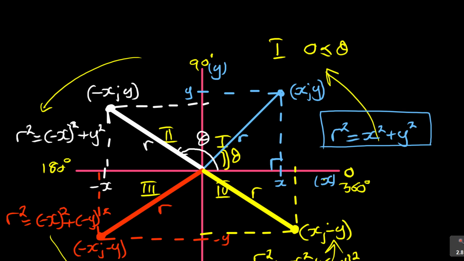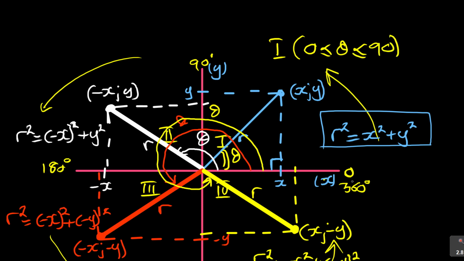And then for quadrant 3, you also start from 0. You go all the way to that part. That is your theta. And then for quadrant 4, similarly, you start from 0. You move all the way up to that line. So that becomes your theta. Alright, so for quadrant 1, what you have is 0 is less than or equal to theta, which is less than or equal to 90, because you are moving from 0 to 90.